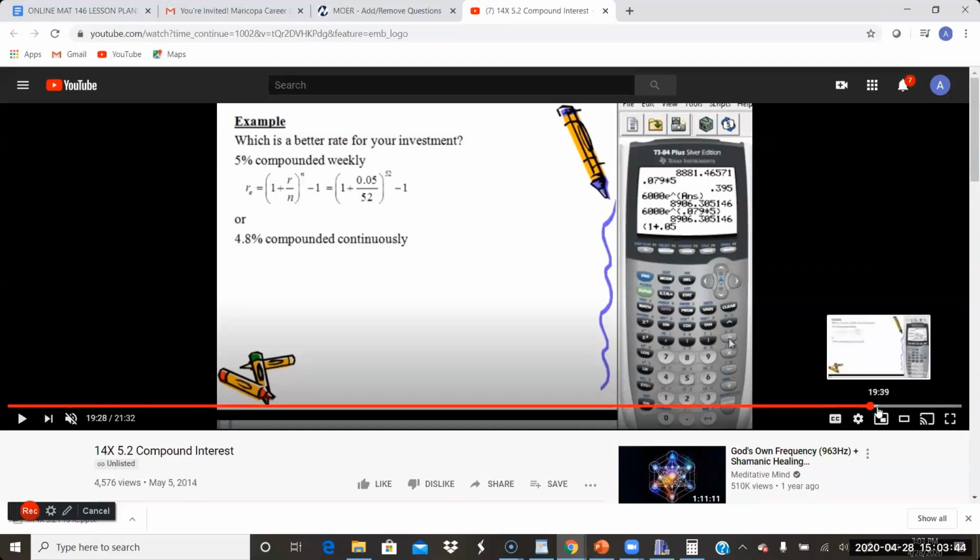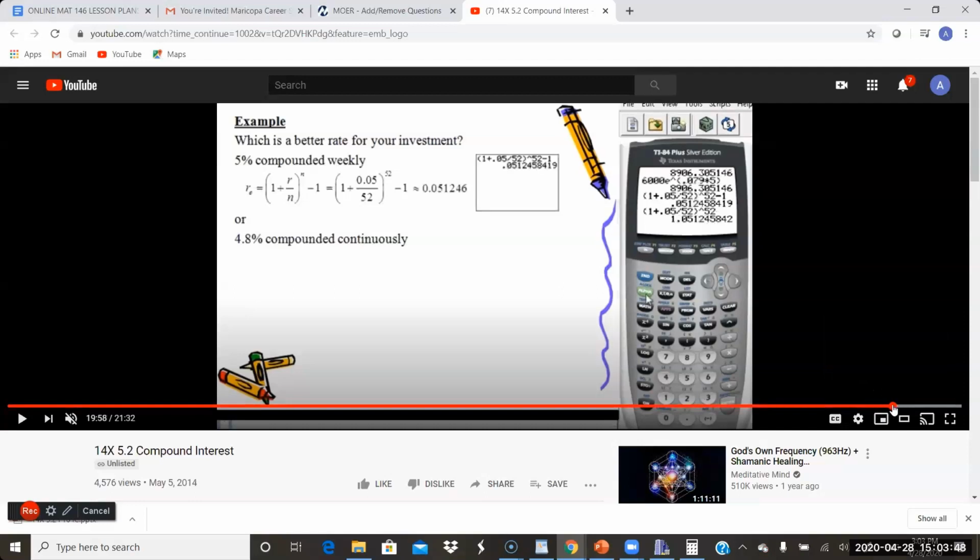And if you can try that on your calculator, see if you get this number here. You should get about 0.051246, which, if you move the decimal over to the right 2 places, is about 5.12%. So for a 5% compounded weekly account, you'll actually make a little over 5.1%. Okay, that seems pretty good.